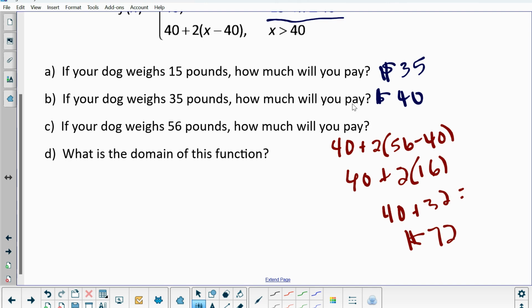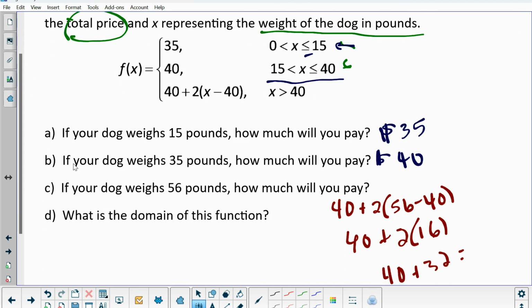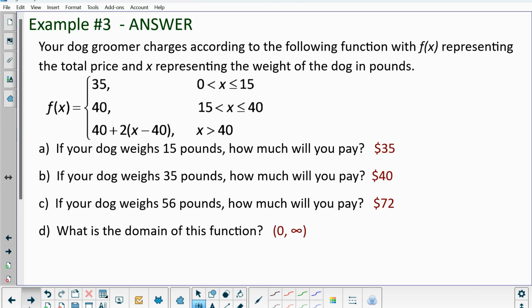So once your dog gets over 40 pounds, you get charged per pound, is what this is showing you. And then the domain of this function is technically, it starts at 0, but you don't include the 0, because obviously if you don't have a dog, you have 0 pounds, then you're not going to go to the groomer, right? And then it technically goes on to infinity, because there's no stopping of the domain here, but realistically you're not going to have a dog that's infinitely large, but that's just how the domain of this function works. Okay, well, there's our answers again.